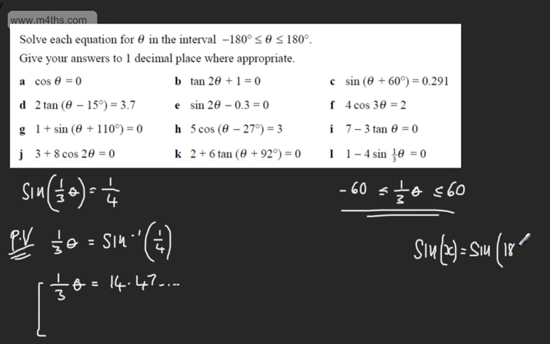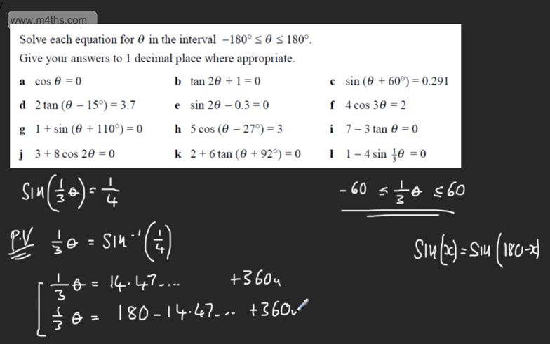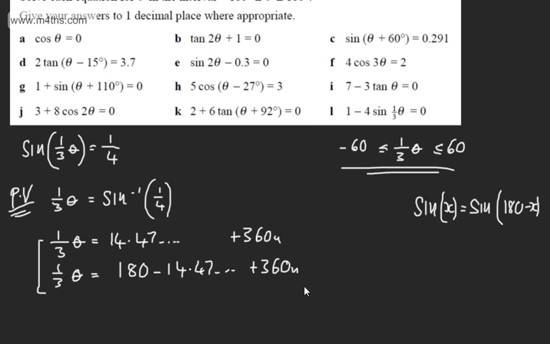So we're only interested in 1/3 theta between minus 60 and 60. Clearly, if I do 180 minus this quantity, that is going to be bigger than 60. Therefore, this one is not going to be in the interval. And by the same token, if I subtract multiples of 360, that will also not be in the interval. So all we have here is one solution.